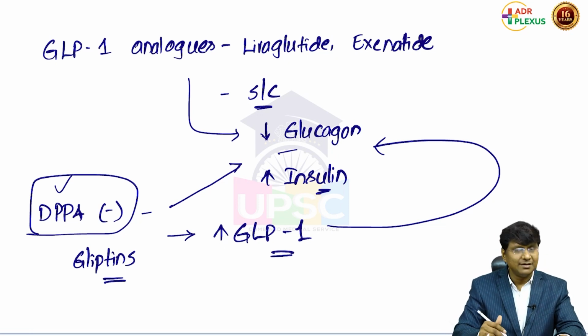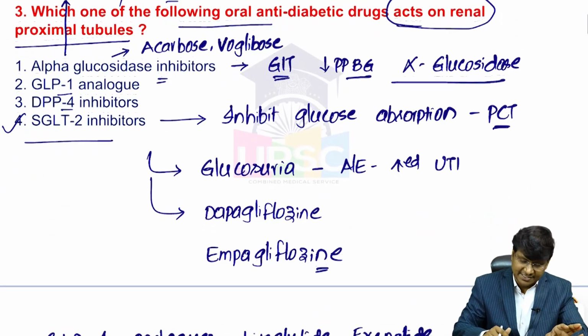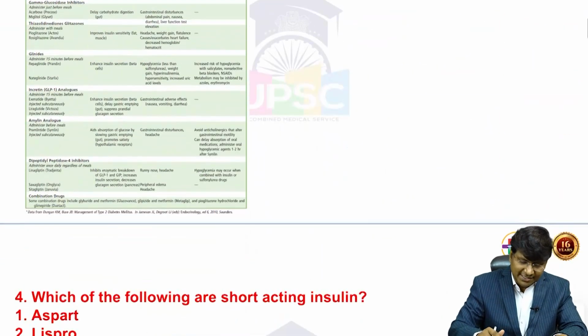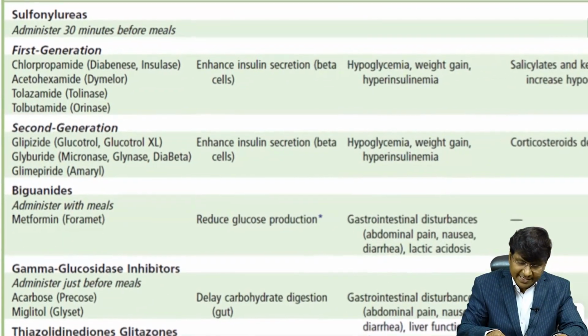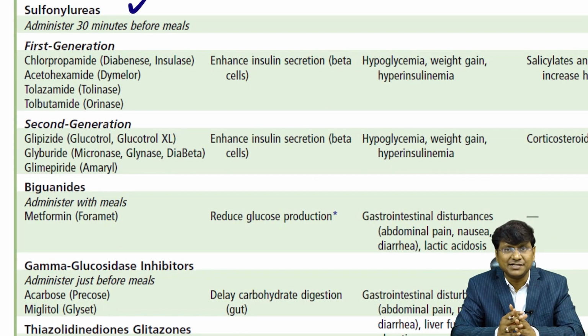So examples are the gliptins. So these are all the various oral hypoglycemic agents except for the GLP-1 analogs, which are given through the subcutaneous route. Then what are the other examples of anti-diabetic medications? We have the sulfonylureas, first generation and second generation. These sulfonylureas are also insulin secretagogues. They stimulate the beta cells and thereby produce insulin.